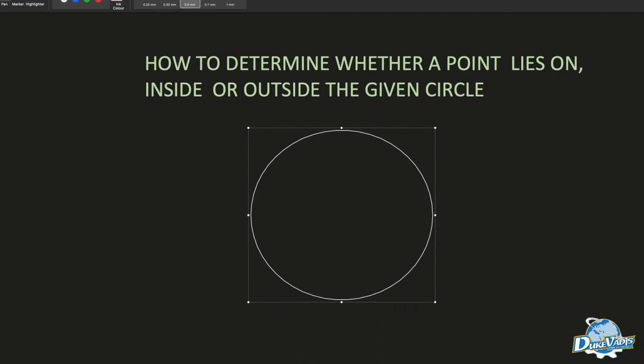Okay, let's see. So we have this circle here, and we want to test whether a point lies inside or outside a given circle. For instance, we always know that the equation of a circle will always have a center. So if there's a center, there could be a point on the circle, and also there could be a point outside the circle, or there could be a point in the circle.